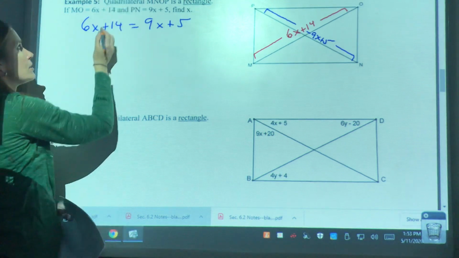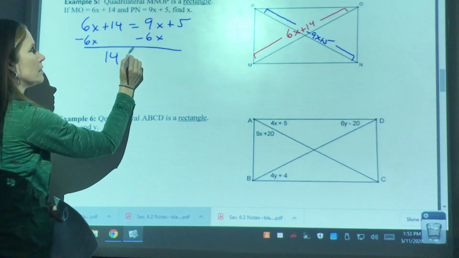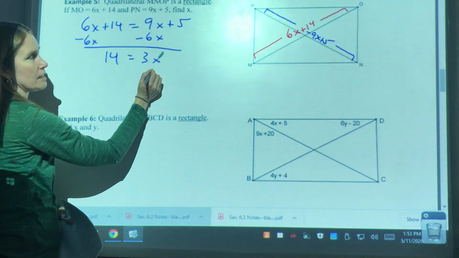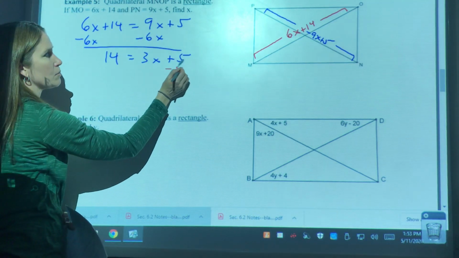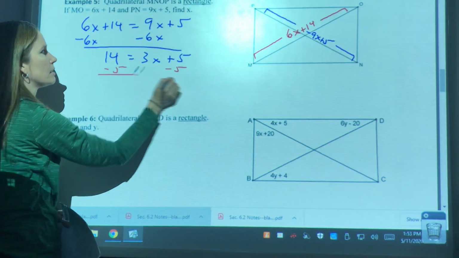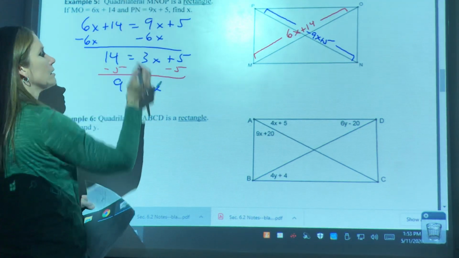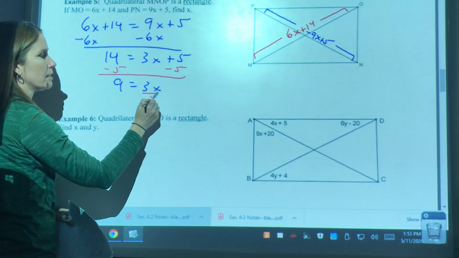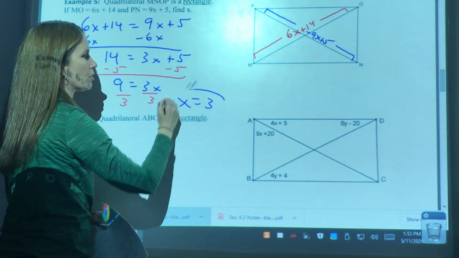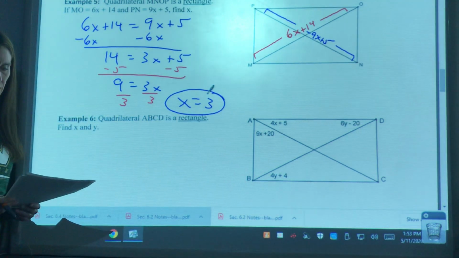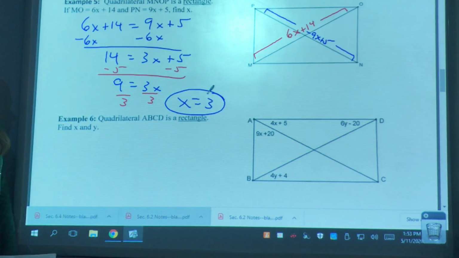Okay, if I go and solve that, I can subtract 6x from both sides to get 14 is equal to 3x plus 5. I go ahead and subtract 5 from both sides, I end up with 9 is equal to 3x, and if I go ahead and solve from there, I get x is equal to 3. Okay, and that's all it's asking for. Sometimes they might ask you to plug back in to find something else. In this case, they just ask you to solve for x.